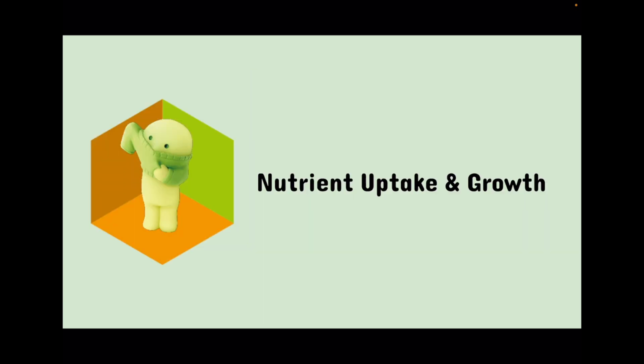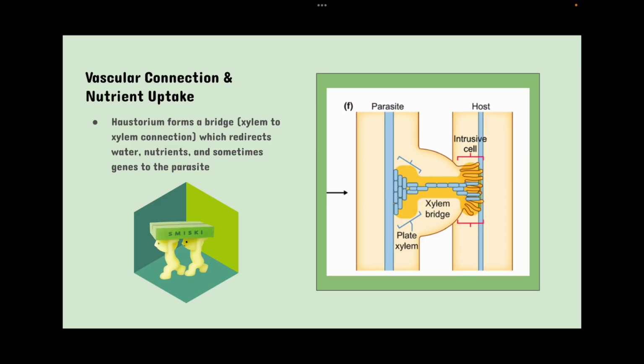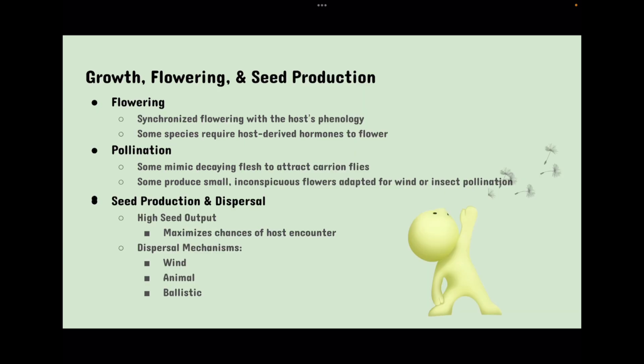Nutrient uptake and growth. After it penetrates through, it forms a bridge connecting their xylems and redirects the host's water, nutrients, and sometimes genes to the parasite. The diagram on the right shows this bridge. The parasite then uses those nutrients to grow and develop itself. And after a while, the parasite is ready to reproduce.